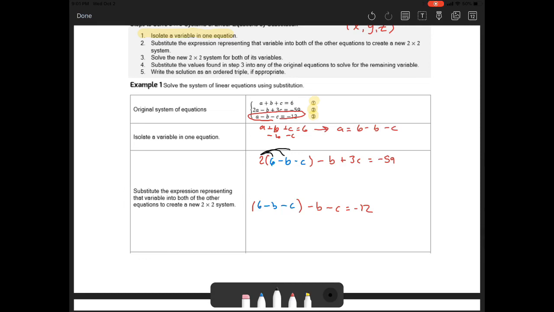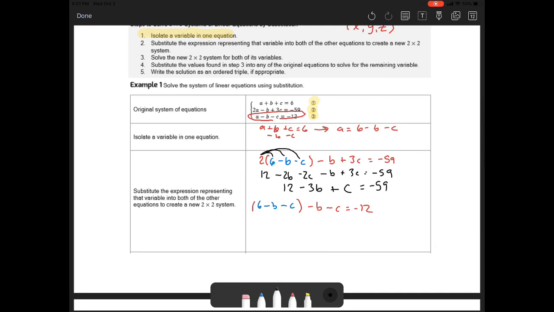So my first one, I'm going to distribute my 2 all the way. That's going to give me 12 minus 2b minus 2c minus b plus 3c equals negative 59. And now I'm going to combine like terms. So I'm going to end up with 12 minus 3b, because I've got a b and a b, plus c, 3c and negative 2c, equals negative 59. So now that is my new equation right there.